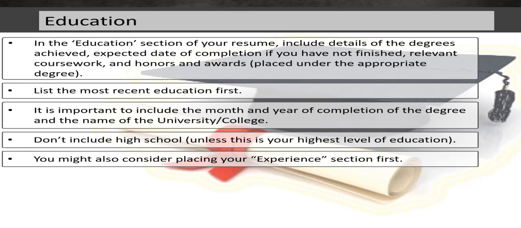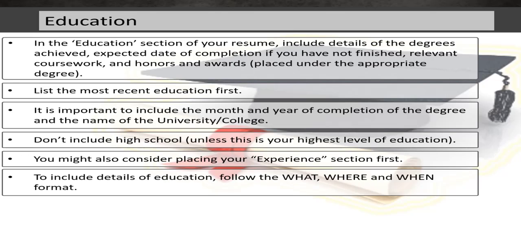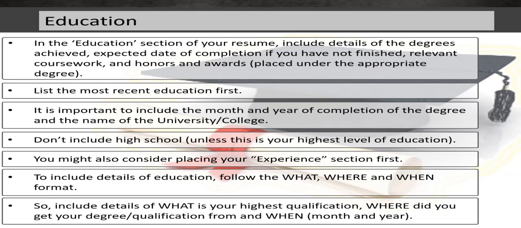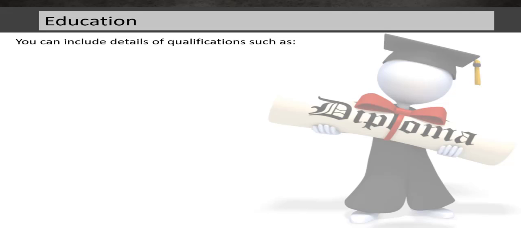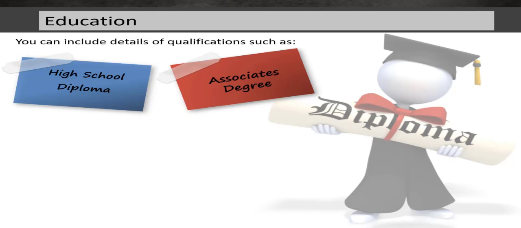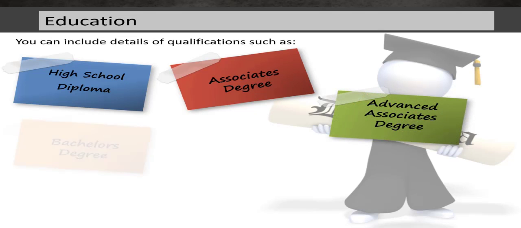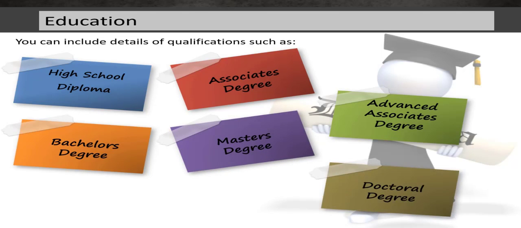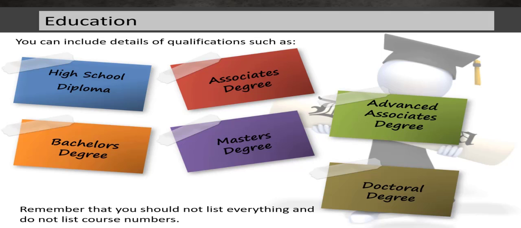You might also consider placing your experience section first. To include details of education, follow the what, where, and when format. So, include details of what is your highest qualification, where did you get your degree or qualification from, and when, month, and year. You can include details of qualifications such as high school diploma, associate's degree, advanced associate's degree, bachelor's degree, master's degree, doctoral degree. Remember that you should list everything and do not list course numbers.